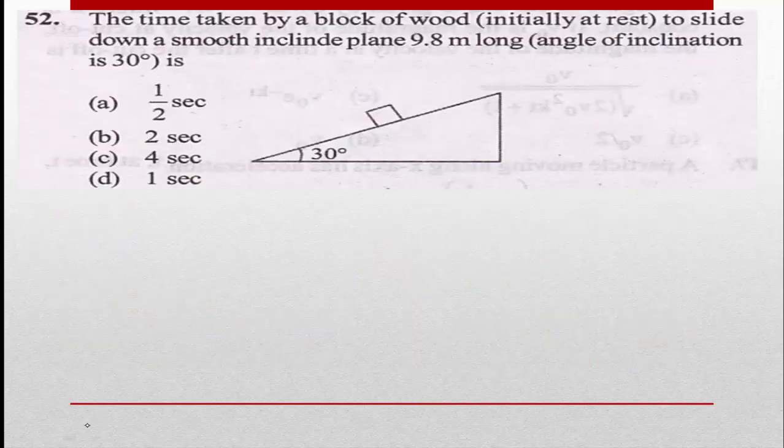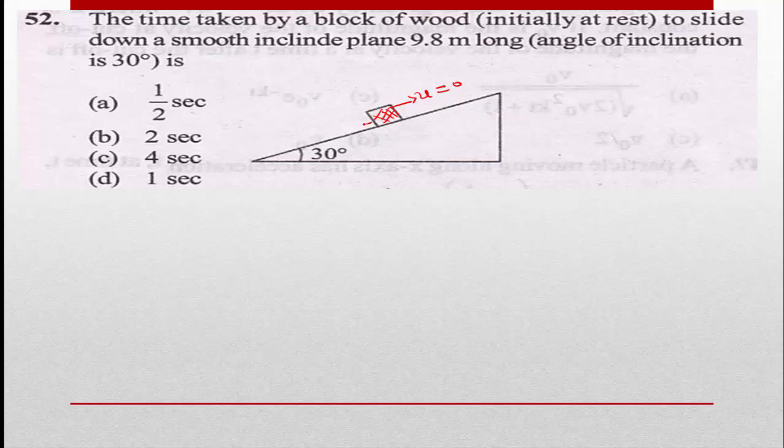And then the next question, question number 52: the time taken by a block of wood, initially at rest, meaning u equal to 0. This is the time taken by the block of wood. Initially it is at rest.